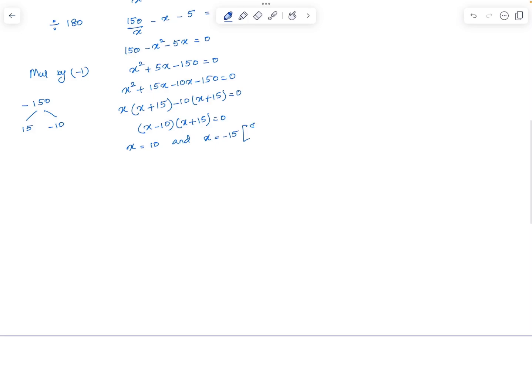Minus 15 becomes invalid as duration cannot be negative. That is, the duration is equal to 10 days. And the daily expense is 5,400 upon 10, which is rupees 540.